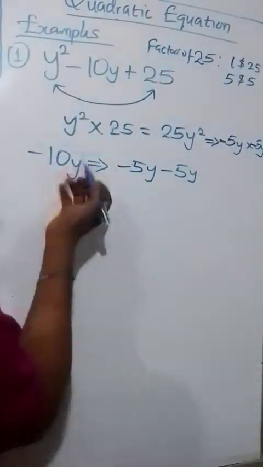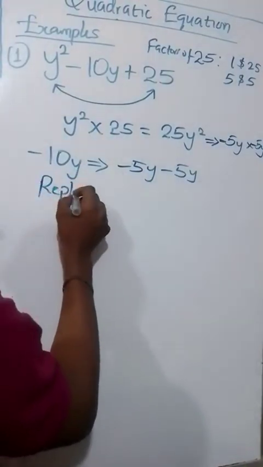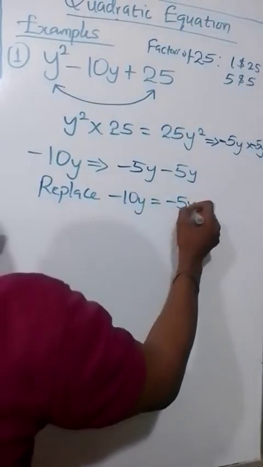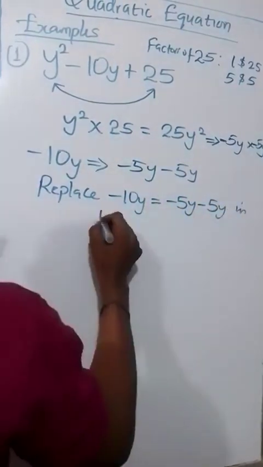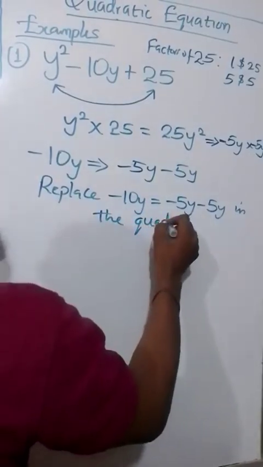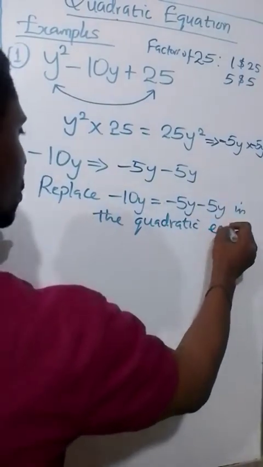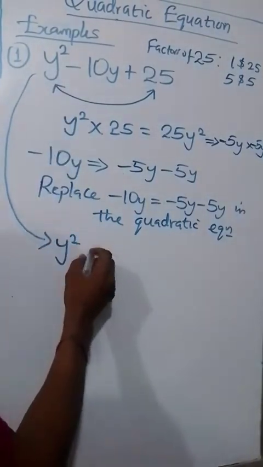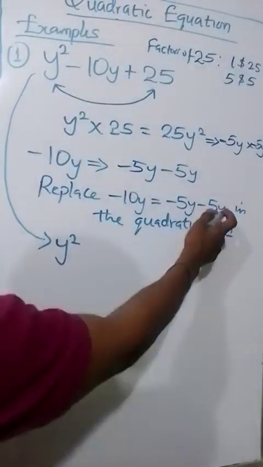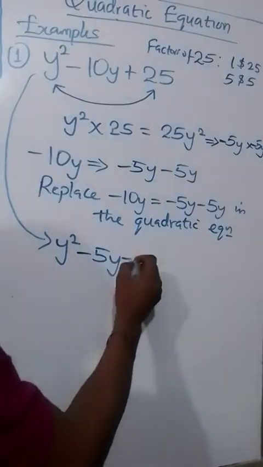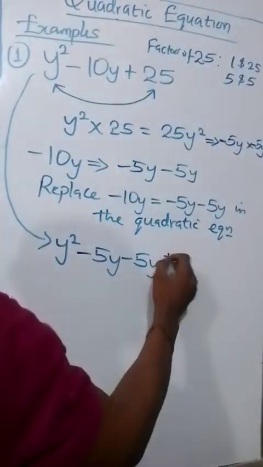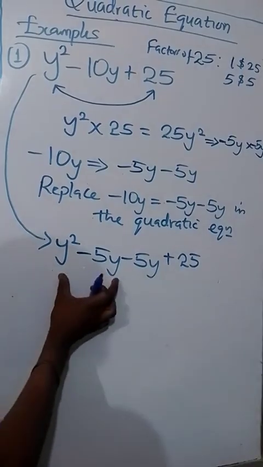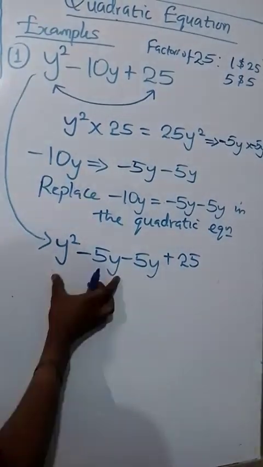Then you can replace this minus 10y, which equals minus 5y minus 5y, in the quadratic equation. So you bring your equation down here and you have y squared. Instead of writing minus 10y, replace it with minus 5y minus 5y, then write plus 25. Then afterwards, what do we do? Now we pair our terms into 2.